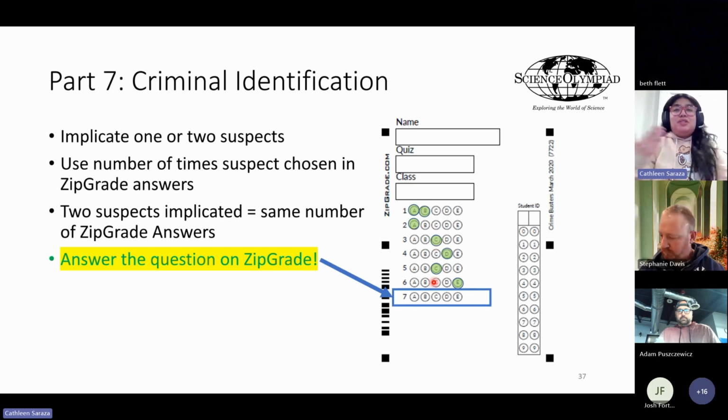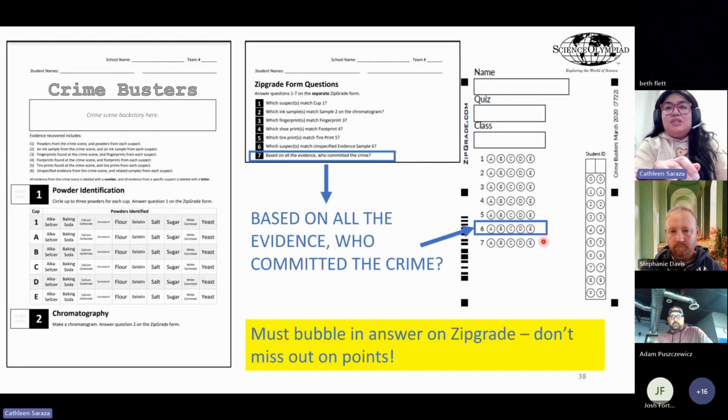It's good to go over this with your students too, so they can practice this portion of the test, because part 7 does have more weight in terms of points, because this is the point of the exercise: to use evidence to come to a conclusion based on educated and vetted results. So just make sure your students answer this. This should be row 7 on their ZipGrade. Don't miss out on points.